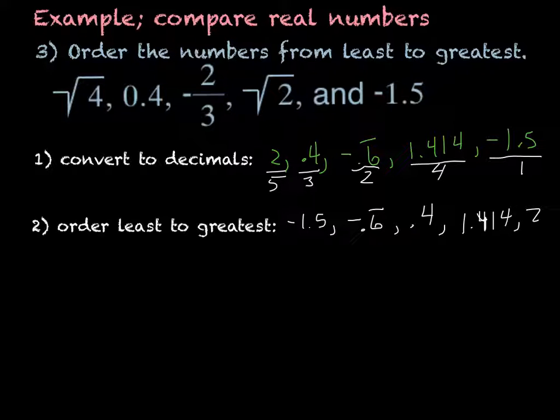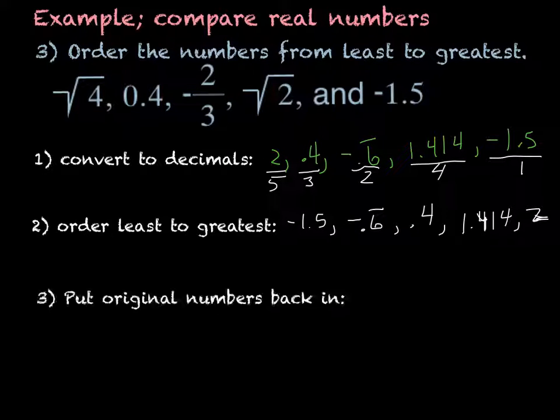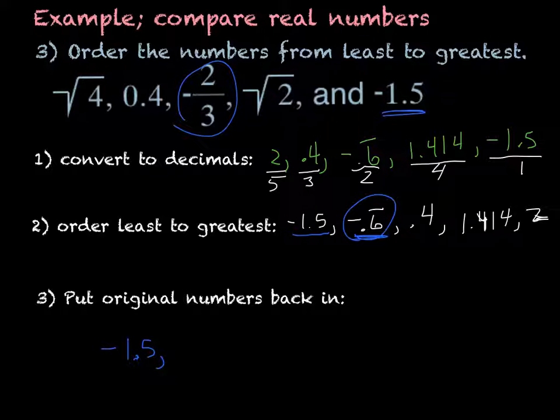But this is not my final answer because I didn't have decimals for all of my original numbers. So I have to put my original numbers back in. Negative 1.5 was negative 1.5 in the original problem. Negative 0.6 repeating was actually the negative 2/3, so I'm going to write negative 2/3. Then the next one was 0.4, which was 0.4 in the original problem.